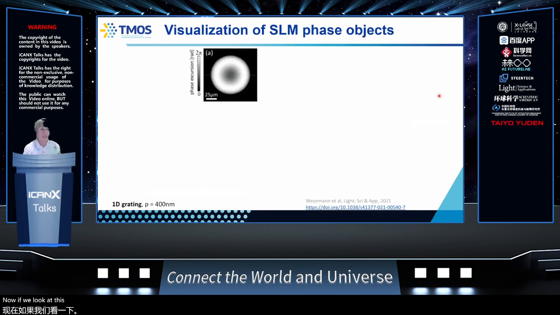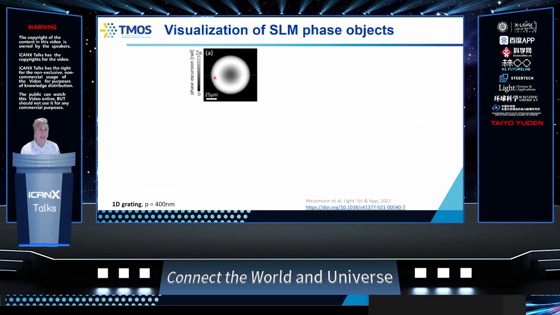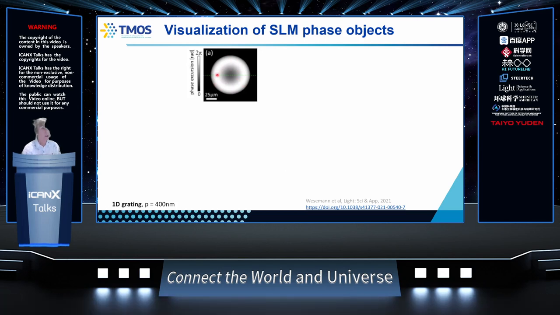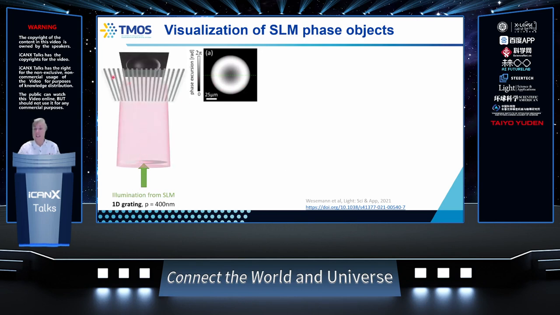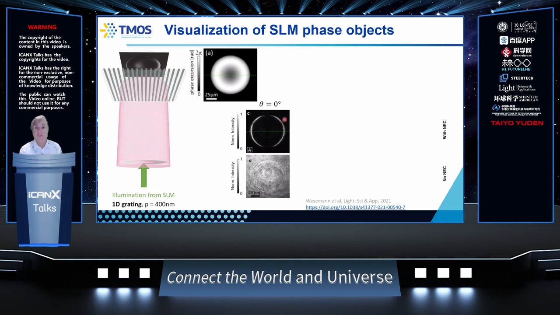Now, if we look at this particular device and project onto it a phase image, and the phase image was generated using a spatial light modulator. And so this is the basic idea here. We have an image being projected onto this device, and we put a camera behind it to obtain the transmitted image. If the illumination is normally incident on the device, we can clearly see that we're seeing the edges of our phase image here. In the absence of the device, there is negligible contrast.